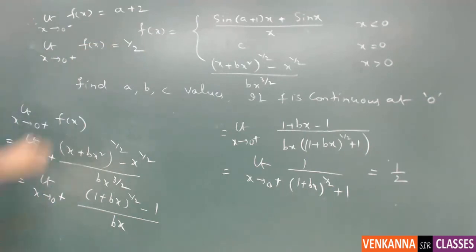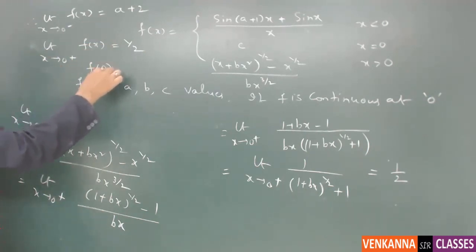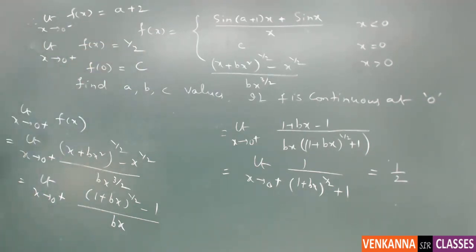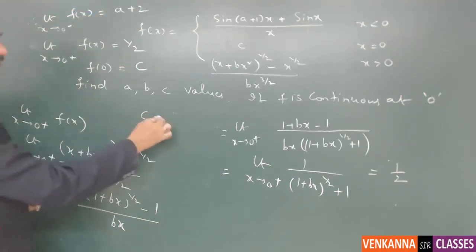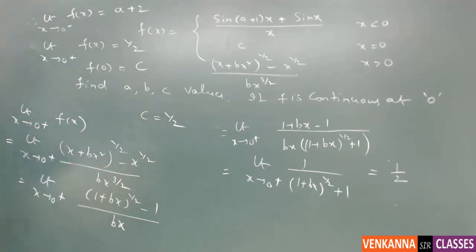1 by 2 and f of 0 value is c. So if you equate the three parts, you will get that c is equal to 1 by 2, and equating a plus 2 is equal to 1 by 2, you get that a is equal to 3 by 2.